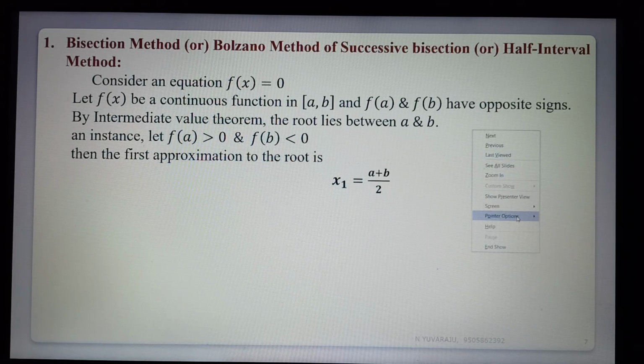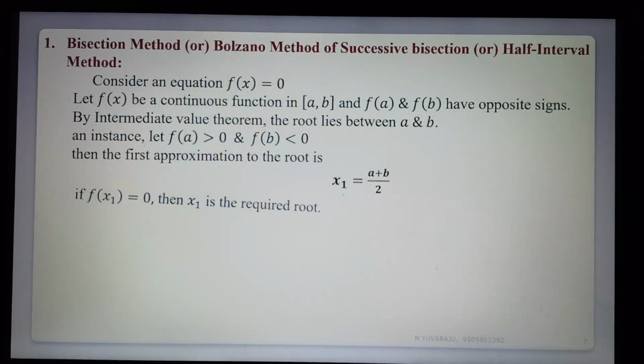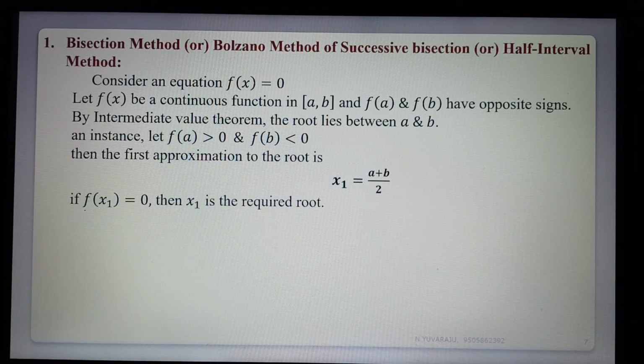If f of x1 is equal to 0, that is, if substituting x1 in the given equation gives 0, hence x1 is the required root. Otherwise, f of x1 may be positive or negative. So otherwise f of x1 is greater than 0 or f of x1 is less than 0.